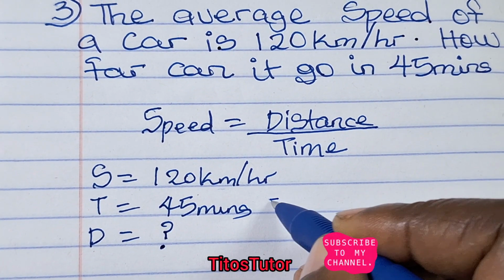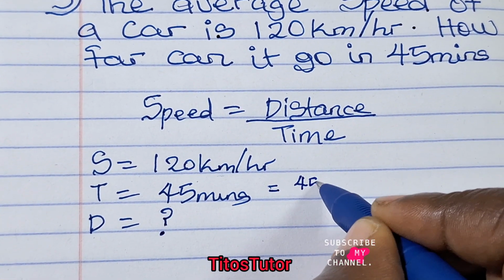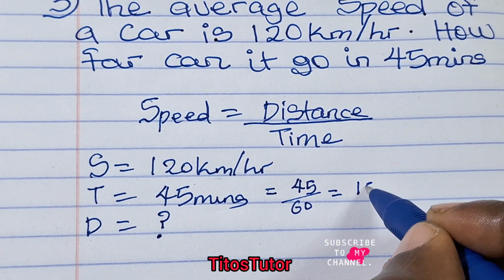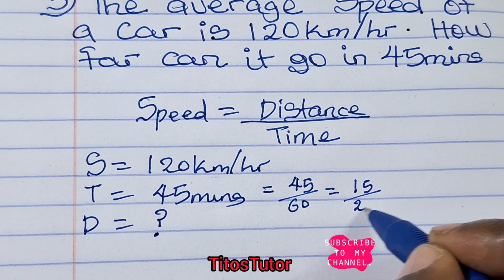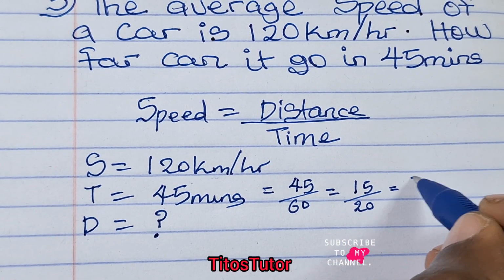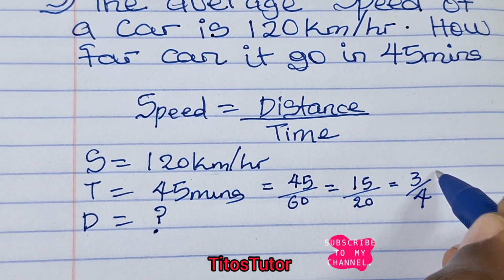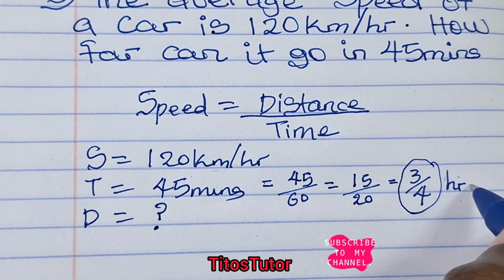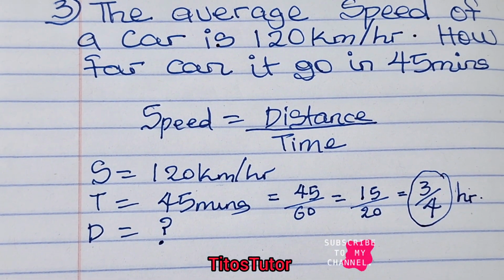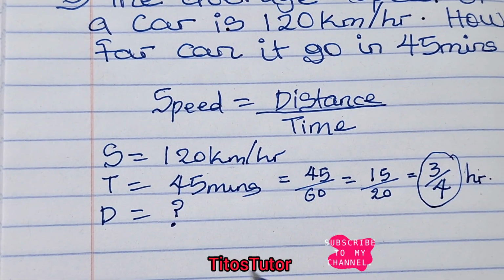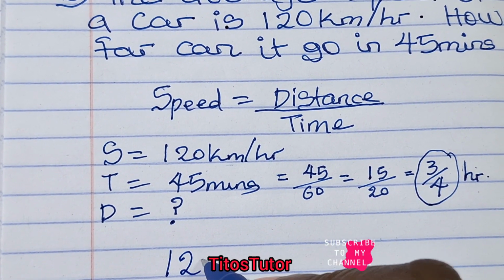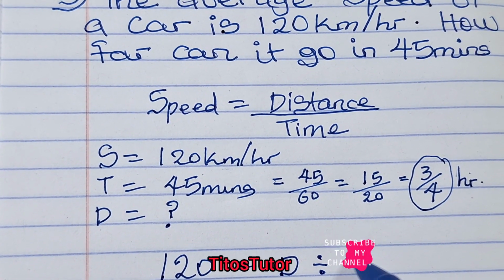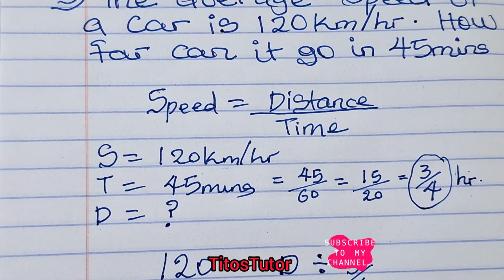Okay? So this is the same as 45 all over 60. 15 all over 20. 3 all over 4. This is the simplest form for our 3 over 4 hours. So now I can substitute. For speed, I write 120. For distance, I write d. I'm going to divide it by 3 over 4.